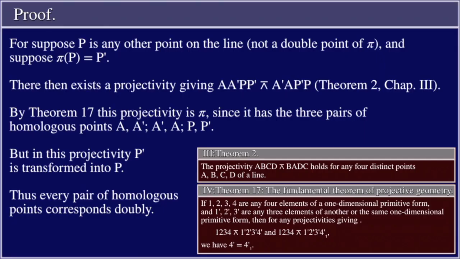Proof: for suppose P is any other point on the line, not a double point of π, and suppose π of P is equal to P'. There then exists a projectivity giving A A' P projective with A' A P', by Theorem 2 of Chapter 3. By Theorem 17, this projectivity is π, since it has the three pairs of homologous points A A', A' A, P P'. But in this projectivity, P' is transformed into P. Thus every pair of homologous points correspond doubly.